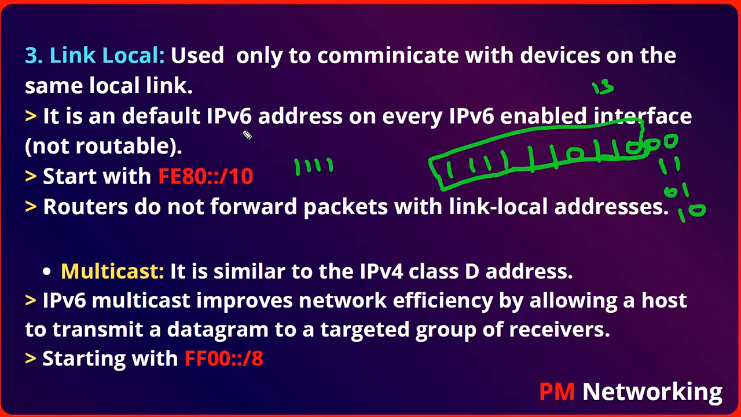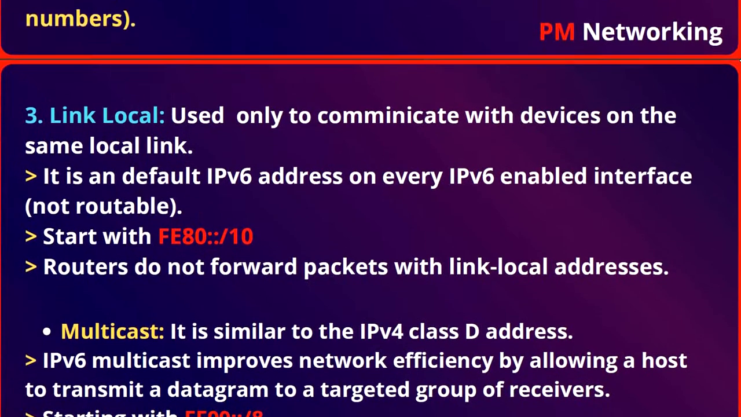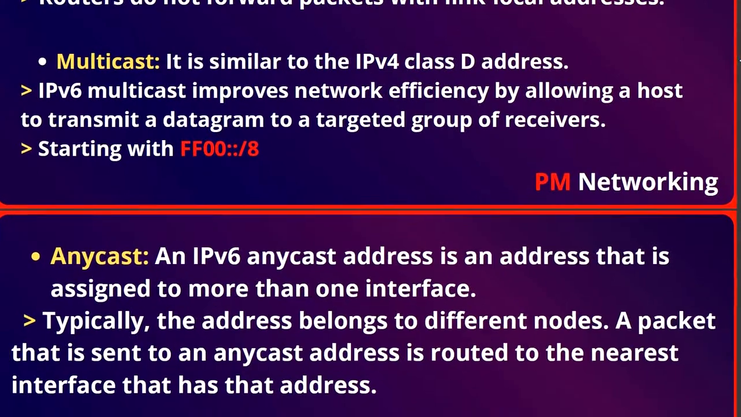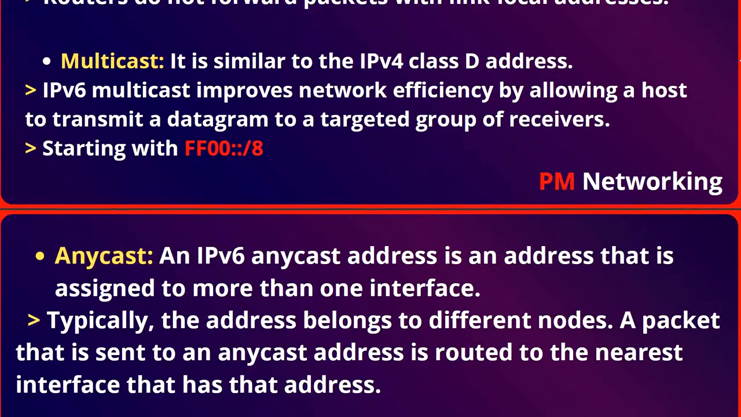Now here is a very interesting concept: how a device will calculate a link local address. We will discuss that, but first of all, let me discuss multicast address and anycast address. The second type of address is multicast address. A multicast address is similar to the class D IP address. Remember the class D address of IPv4, right? It is similar to the IPv4 class D address.